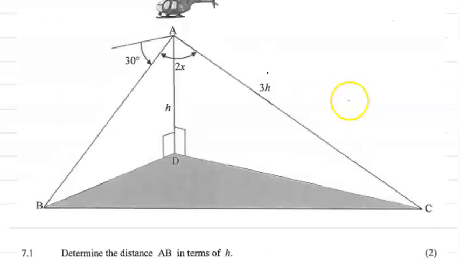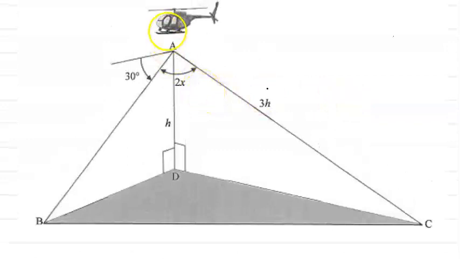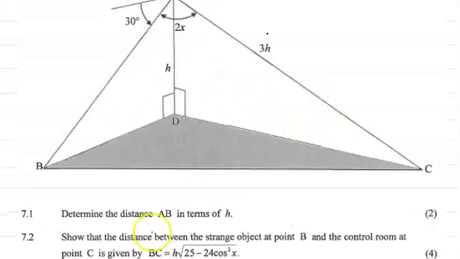Everything that I just read is in this diagram here. There's the helicopter here, alright? And you can see 30 degrees is the angle of depression, AD is h, BAC is 2x, and AC is 3h. Now, let's see, what do they want us to find? First question says, determine the distance AB in terms of h.